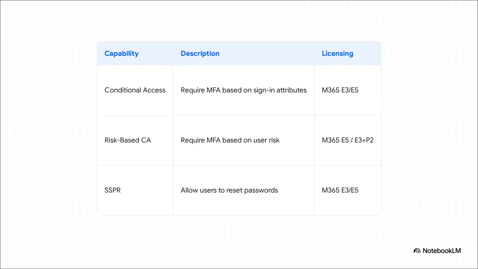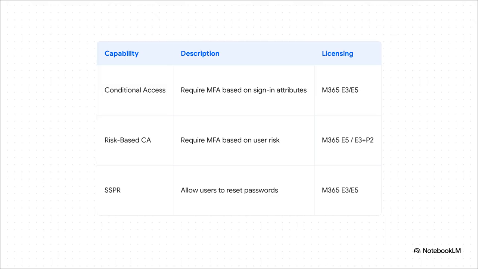Let's zoom back in on identity for a second, because it is that important. You can see how your security can evolve. Basic MFA is just the start. The real game changer is conditional access, which usually comes with E3 or E5 licenses. It's like having a smart security guard that checks not just who is signing in, but from where, on what device, before it lets them in. And on the flip side, tools like self-service password reset empower your users and dramatically cut down on those annoying help desk calls.